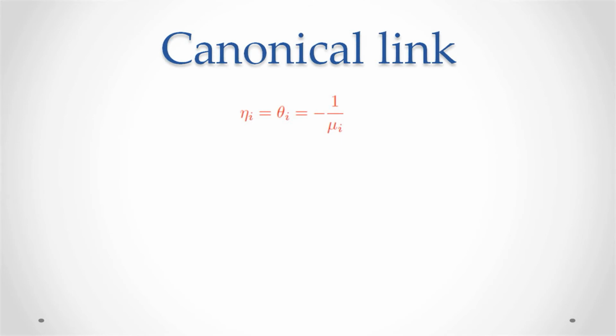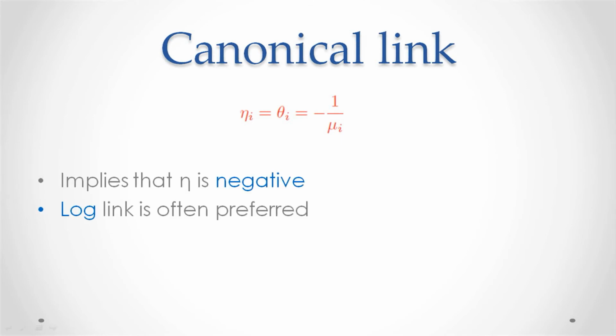Note that the canonical link for the gamma distribution is eta i equal to theta i, which is equal to minus 1 over mu. As we know that the mean of a gamma distribution is positive, this implies that eta is negative, and this has more implications for the values of the regression coefficients beta. The canonical link is thus not used very commonly for gamma regression, and the more popular link is the log link.